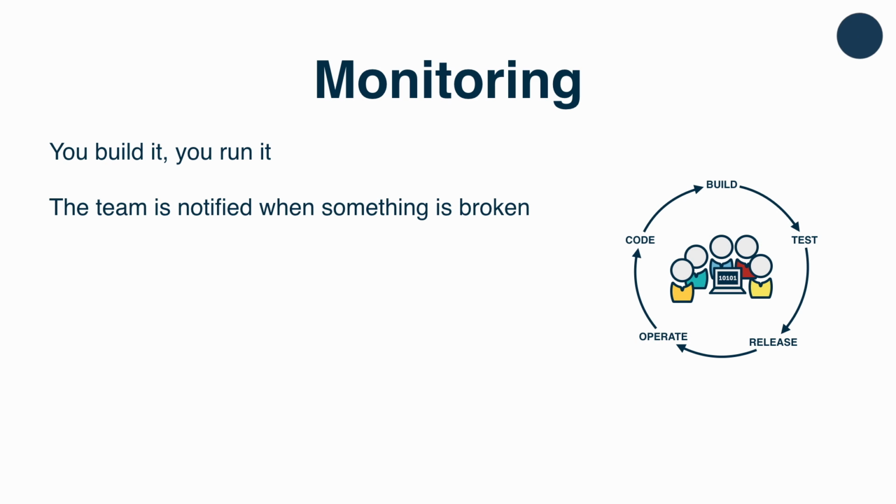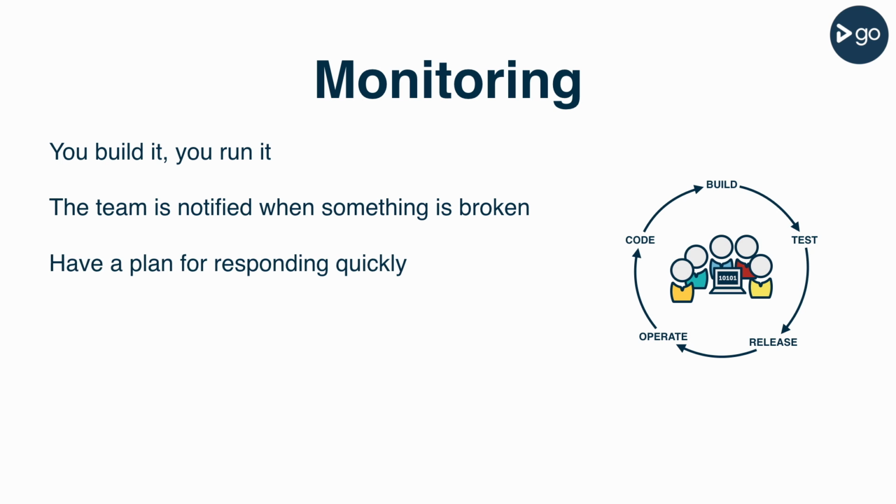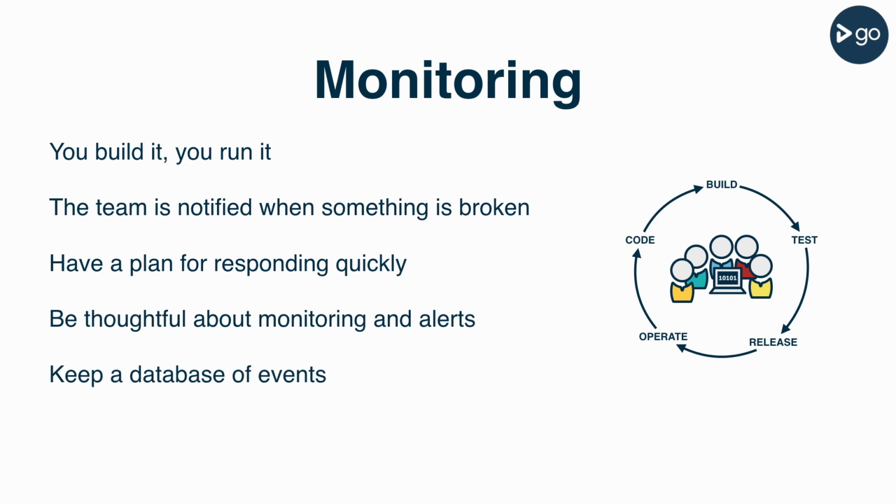Your team should be notified when something is broken, not learn about it over social networks. The team should have a plan to respond quickly. Be as thoughtful about monitoring alerts as you are with other parts of your application. Also, keep a database of events so that you can later look for patterns.